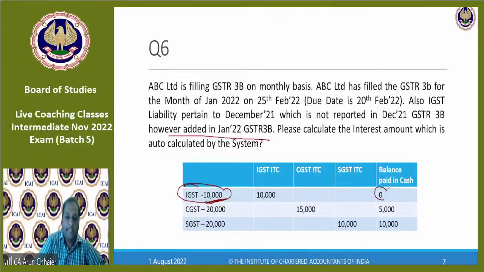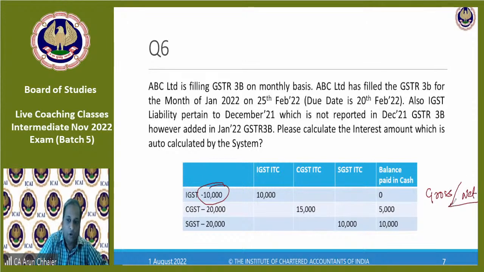Do I need to pay the interest on 0 rupees or 10,000 rupees? Do I need to pay the interest on gross, that is 10,000, or net, that is 0? Gross or net?